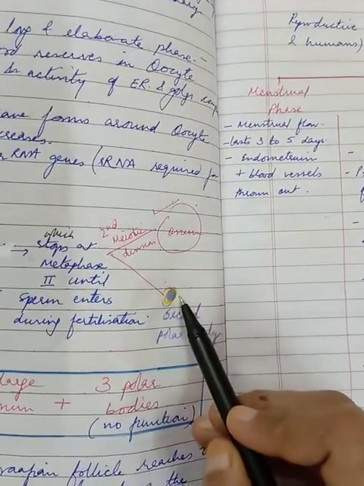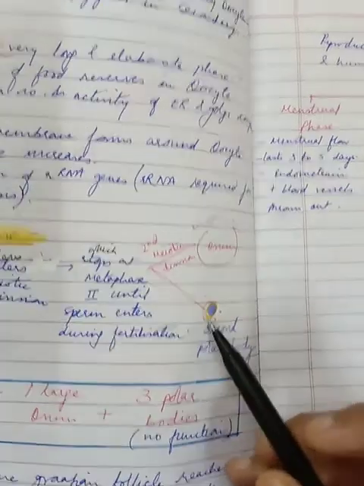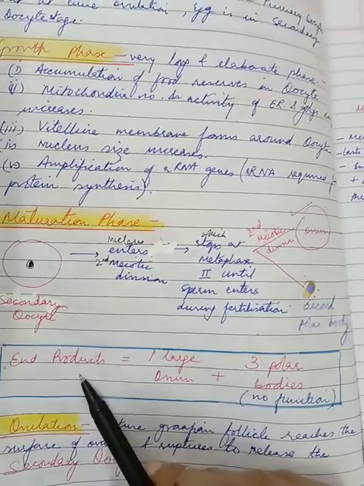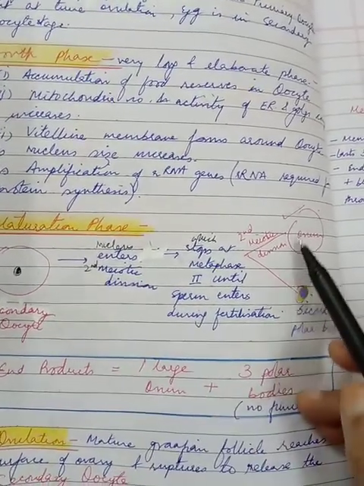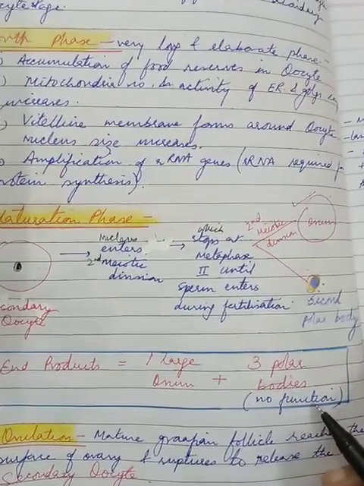Alright. So I have already told that polar bodies have no function. But if you're asked at the end what is the net production that is obtained, the end products are one large ovum and three polar bodies, which have no function.